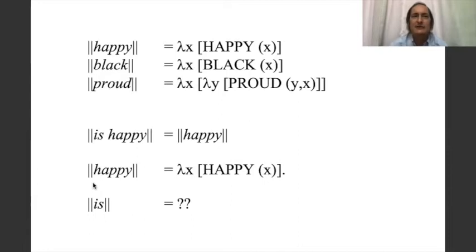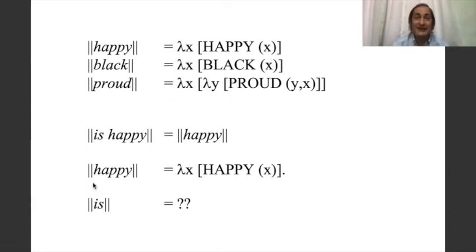Okay, so the word happy, we're saying, translates as lambda x happy of x. The word black as lambda x black of x. The word proud, lambda x, lambda y, proud y x. Okay. But what do we do now with is? The word happy already divides the world into those things that are happy and those things that are not. What does is add to that?